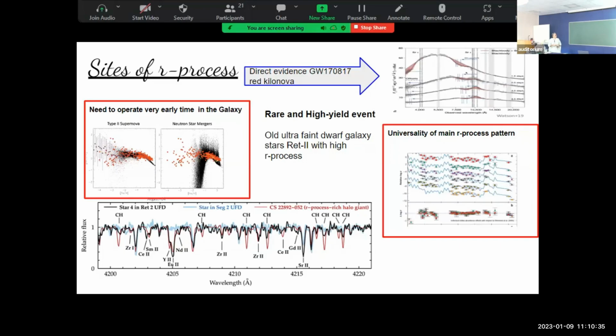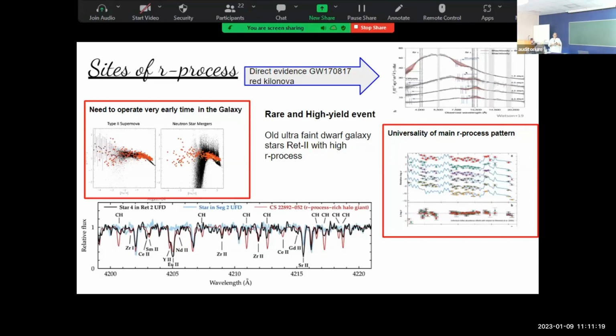Another interesting thing is an ultra-faint dwarf galaxy, which is again very old. There are two such dwarf galaxies, one is Reticulum 2 and another is Tucana 4, I think. All the stars in that galaxy are enriched in r-process elements. So based on archaeology, what we think is the r-process site should make r-process elements early on in the galaxy, and also produce enough of them that it can pollute the entire dwarf galaxy, so that all the stars are reached.